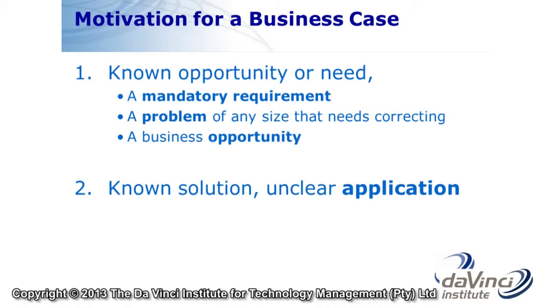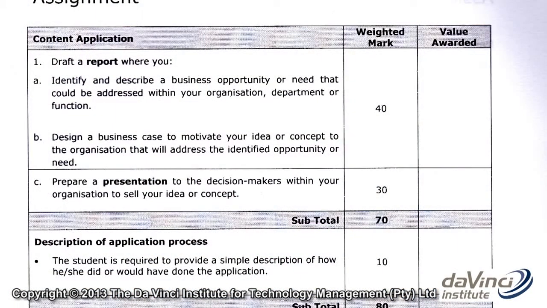So something that's happening in your particular business where you're going to address either a known opportunity or need, or a known solution or unclear application. Make sure that everybody understands what they have to do. So this is the first part of your PMA. Just read the first part again, Munir. First part of the PMA, the first sentence. Draft a report where you identify and describe a business opportunity or need that could be addressed within your organization, department, or function. Right, so that's what I want you to do. Identify and describe. So literally one sentence. Off you go. You've got 5 minutes.